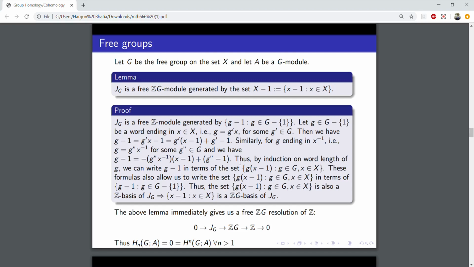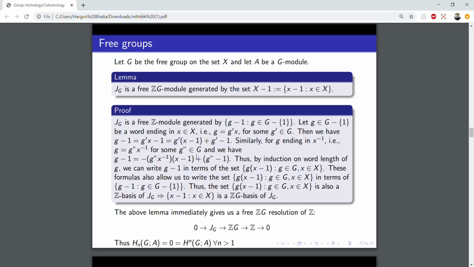So what does this tell you? This tells you that I can take any g minus 1 and rewrite it in terms of this set, the set of g(x minus 1), g in G, x in X, just as a linear combination of these. How? I take g minus 1, and I can write it as g prime times (x minus 1) plus (g prime minus 1). But this g prime, remember, is again of the same form as g minus 1, and the length of g prime is one shorter than g. By induction on the word length of g, I can conclude that any g minus 1 I can write in terms of this set.